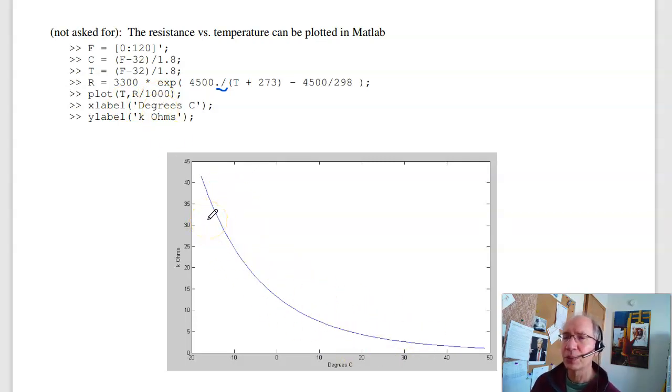So it's a big change. That's one of the nice things about thermistors. There is a large change in resistance as temperature changes. They're very sensitive.